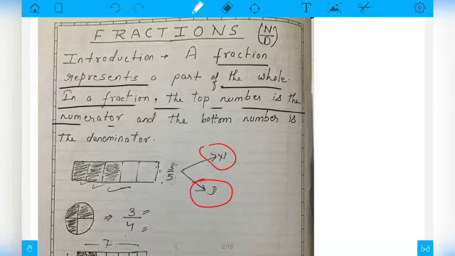As you can see, I have made 5 blocks over here, 1 2 3 4 5. Out of 5 blocks, if I say that 3 blocks are shaded, and I ask what is the fraction of shaded blocks to the whole blocks, I will say 3 by 5, because 3 are shaded out of 5.